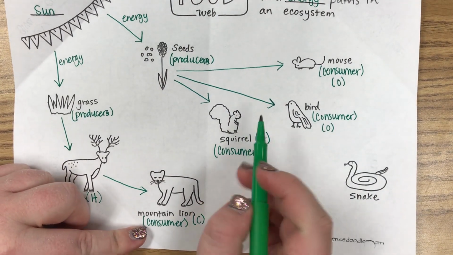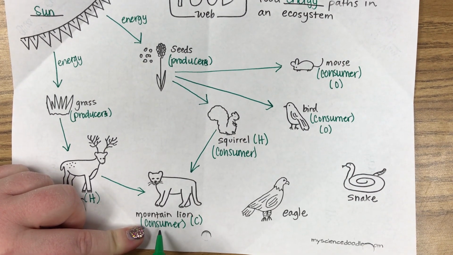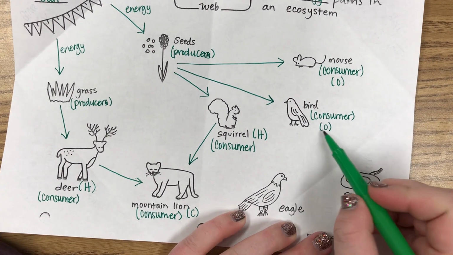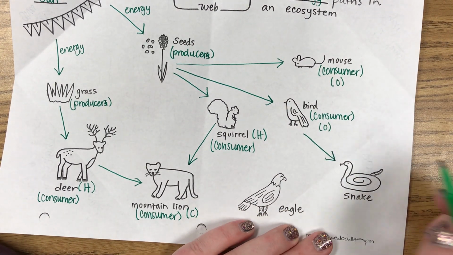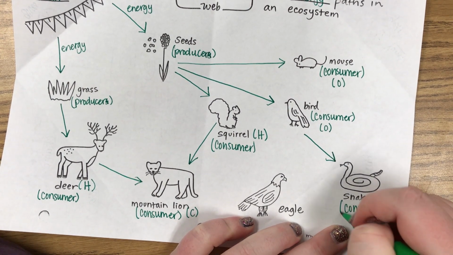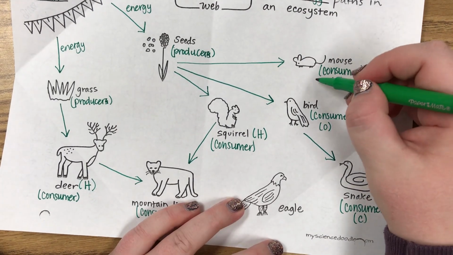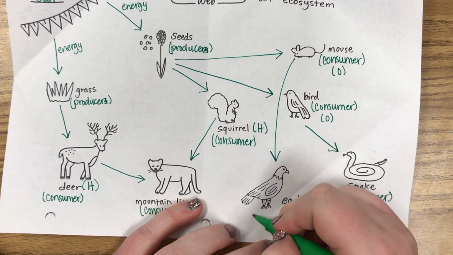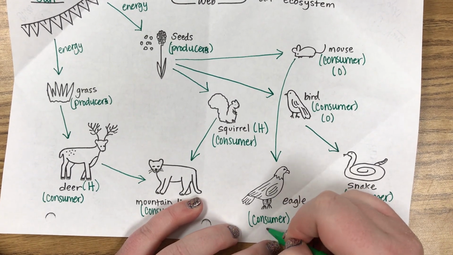And the squirrel will get eaten by the lion, who is a consumer carnivore. The bird will get eaten by the snake, who is a consumer carnivore. The mouse will get eaten by the eagle, who is a consumer carnivore.